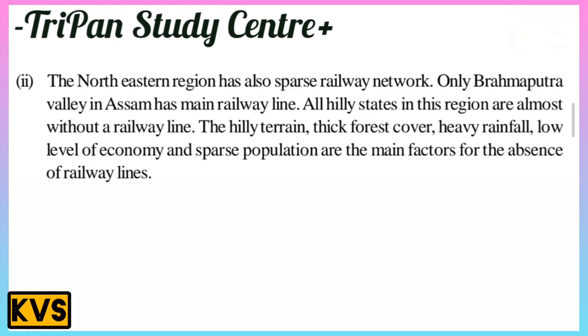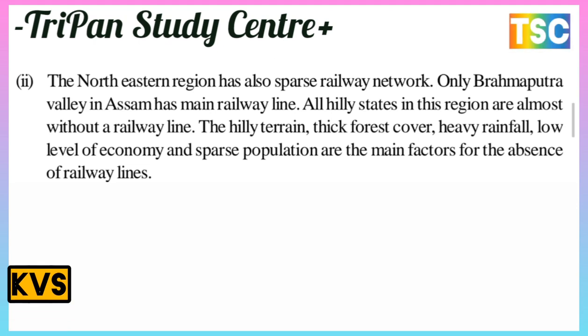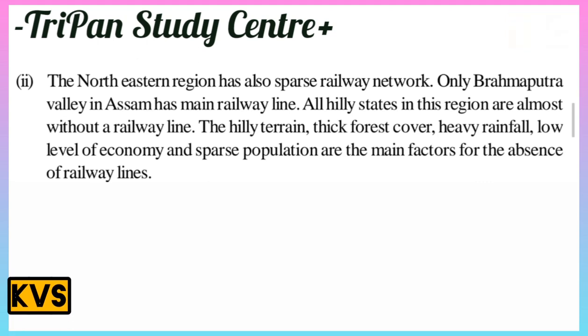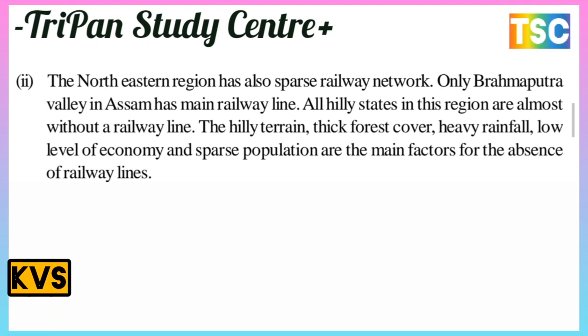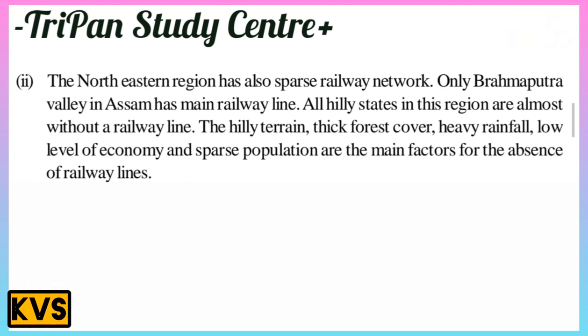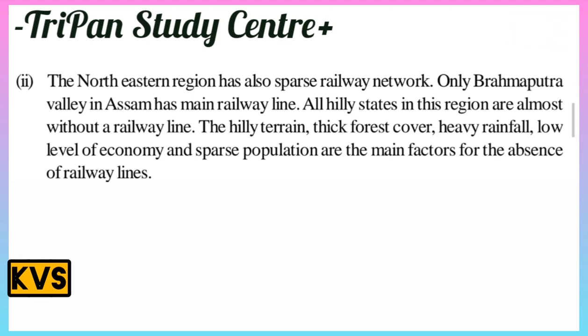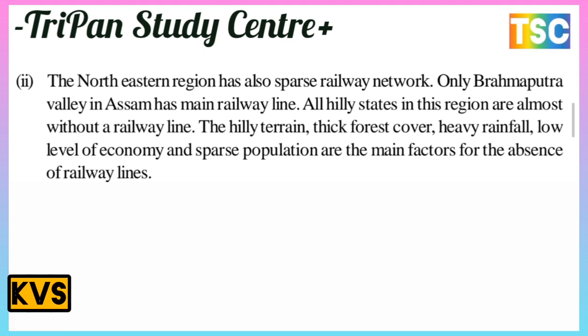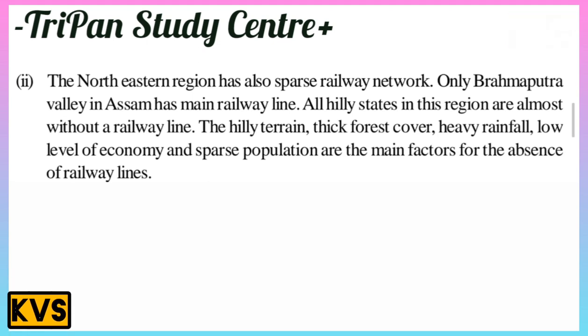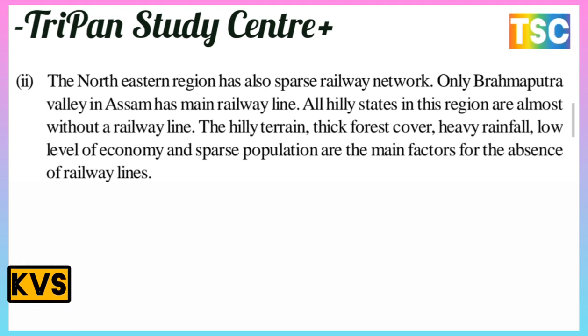Next, the north-eastern region also has a sparse railway network. Only the Brahmaputra Valley in Assam has a main railway line. All the hill states in this region are almost without a railway line. The hilly terrain, thick forest cover, heavy rain, low level of economic development and sparse population are the main factors for the absence of railway lines.